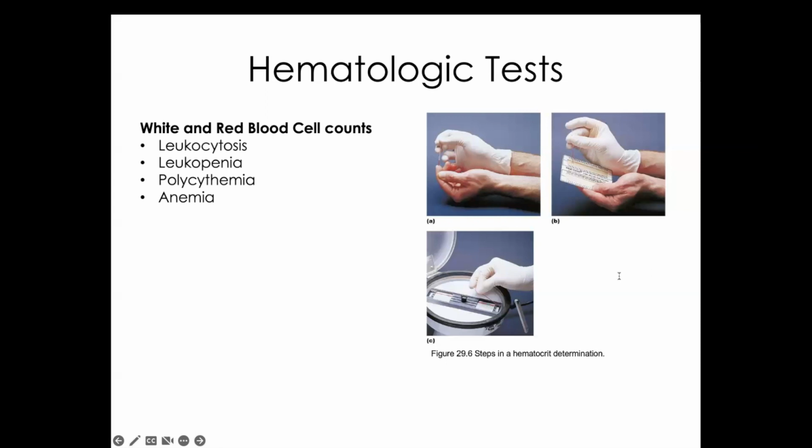Polycythemia is an elevated red blood cell count caused by an increased number of red blood cells or a decrease in plasma volume. This is common in people that live in high altitudes because there is less oxygen and the body must adapt to meet its oxygen demands. And then lastly, we have anemia, which is a reduced oxygen carrying capacity.